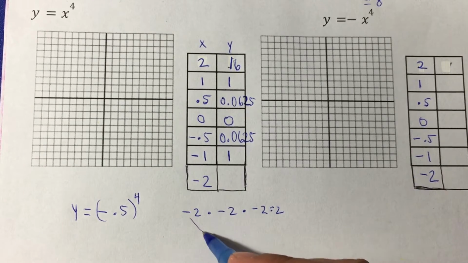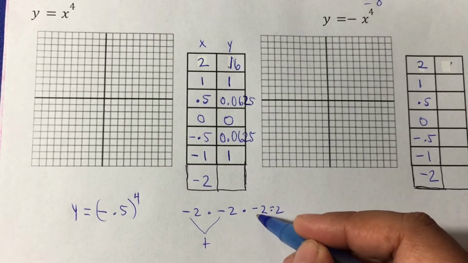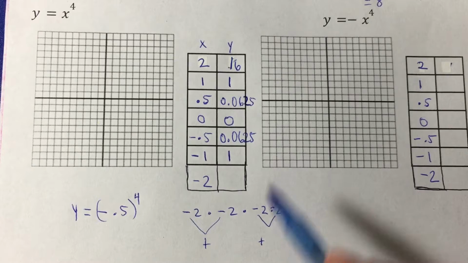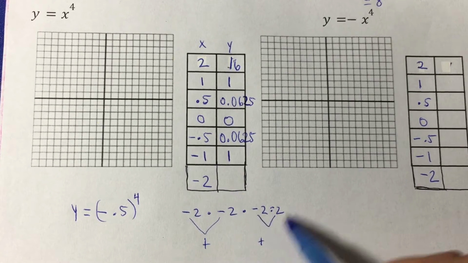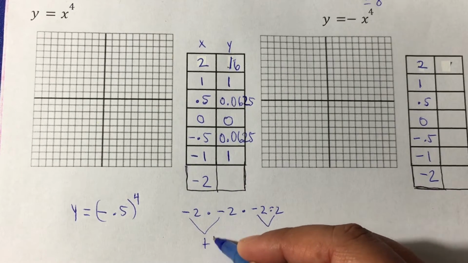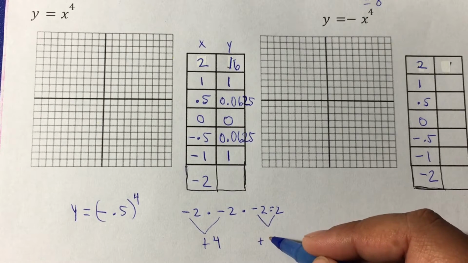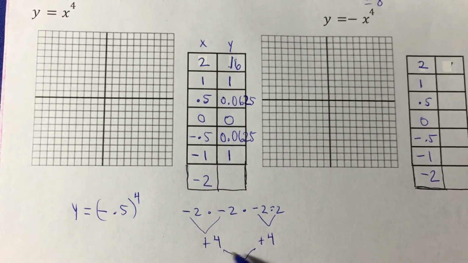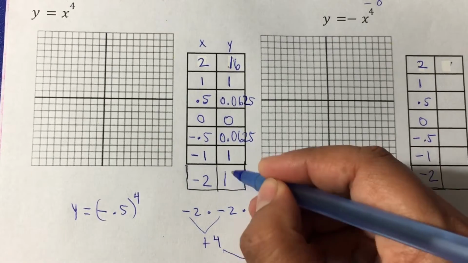So these two negatives, negative times negative becomes positive. These two, negative times negative becomes positive. And then you can multiply it in pairs. Negative 2 times negative 2 is positive 4. And also here, negative 2 times negative 2 is positive 4. And now, positive 4 times positive 4 is positive 16.